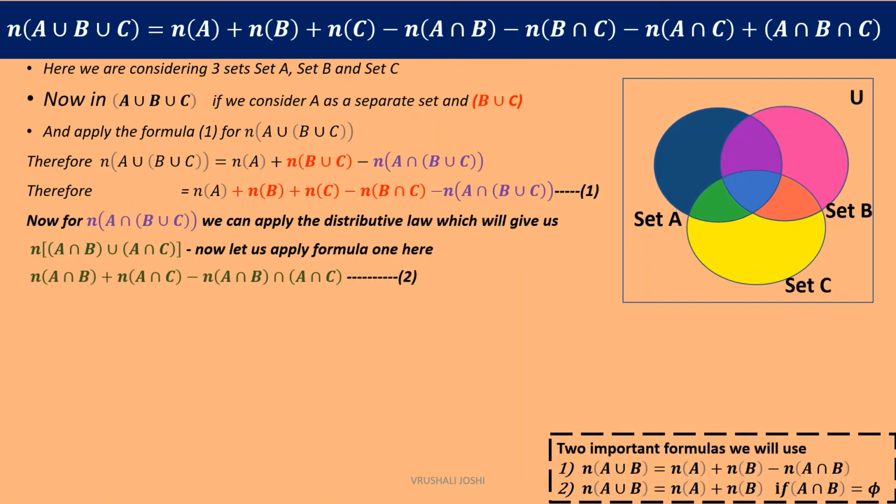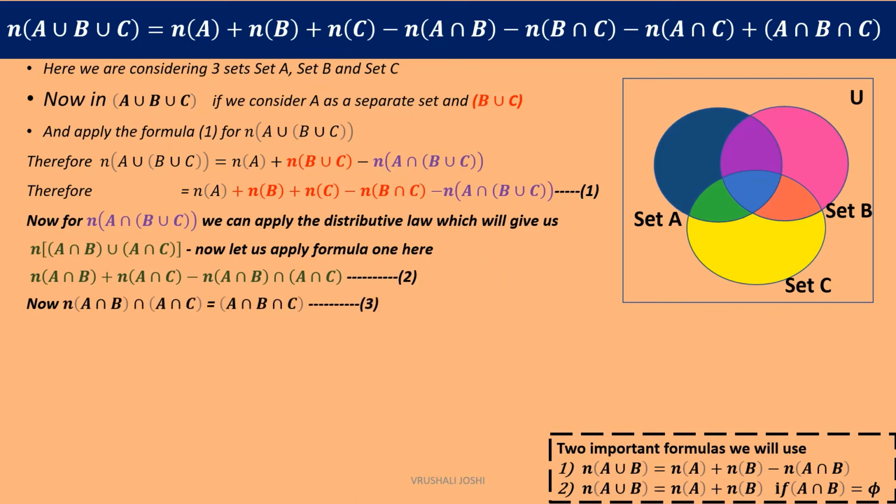Look at that. Now again we are going to apply the first formula. A intersection B union A intersection C is a union formula again, so we can apply the union formula. What will you get? n of A intersection B plus n of A intersection C minus n of A intersection B intersection A intersection C. Just look at it carefully, and if you try to write it yourself, you will get it. So let's say this is statement 2.